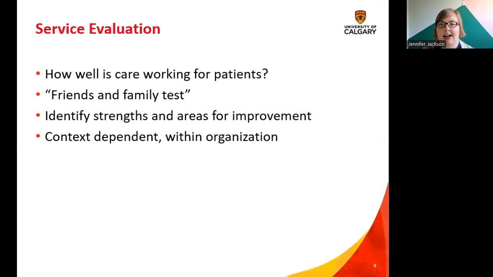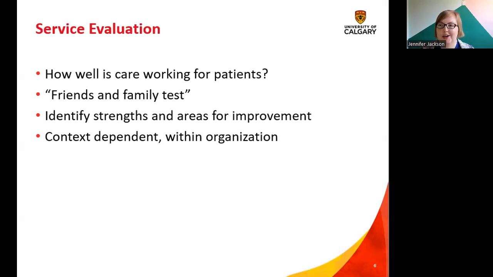So in contrast with service evaluation, we're asking between the organization and patients, clients, residents, families, how well are things working for you? What can we improve? So it's aiming to be a very grounded process when you're getting feedback about what can be strengthened. One of the most famous examples is the friends and family test.